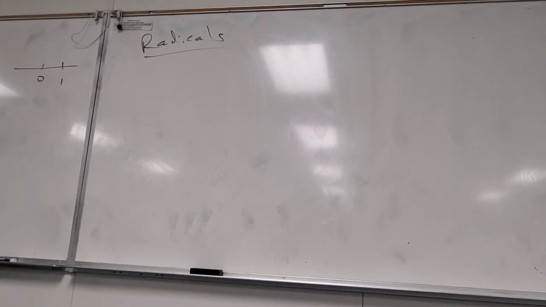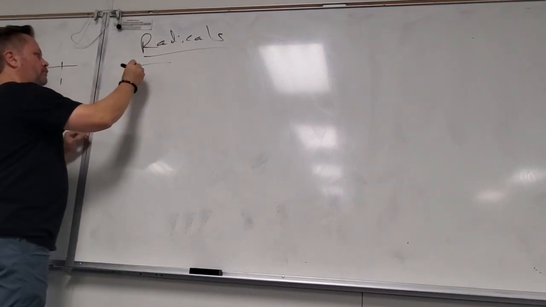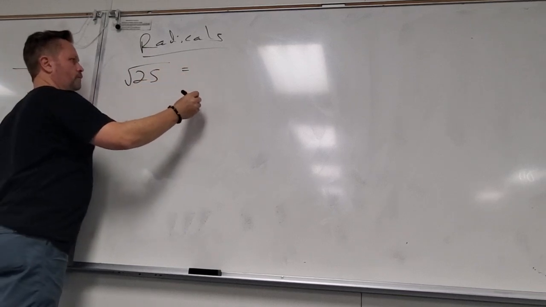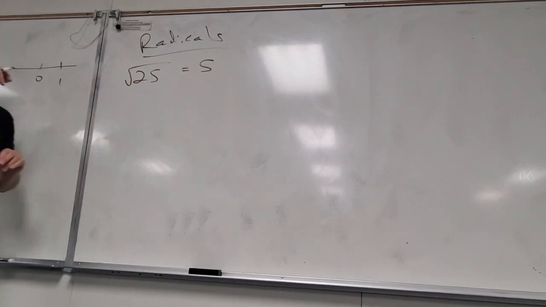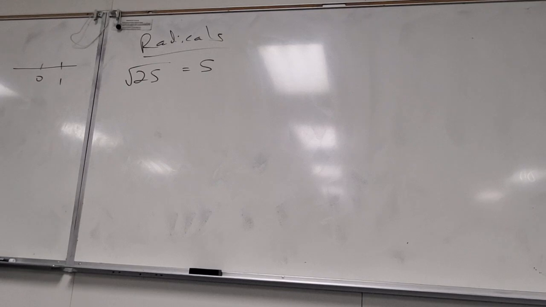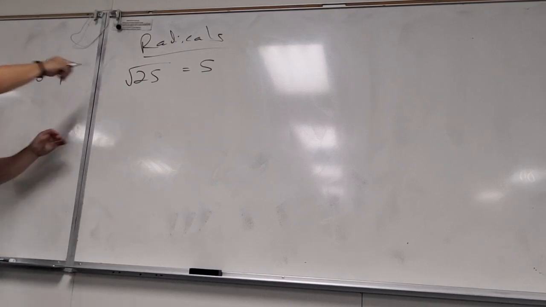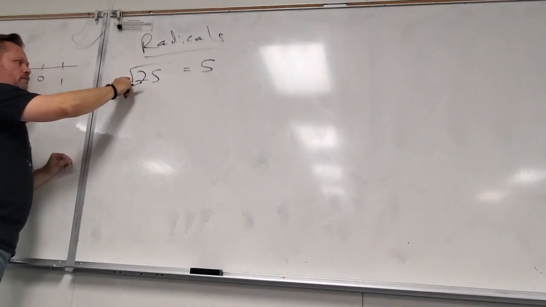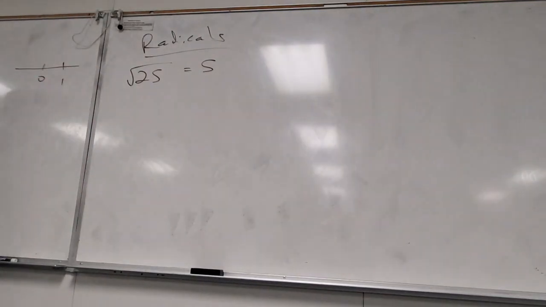Okay, so real quick, can somebody tell me what the square root of 25 is? Why? Yeah, because 5 times 5 is 25. What's the understood number that's here? There's a 2 understood to be there. We don't write it because the square root is the most often used root. So to save time, everybody knows it's a 2.